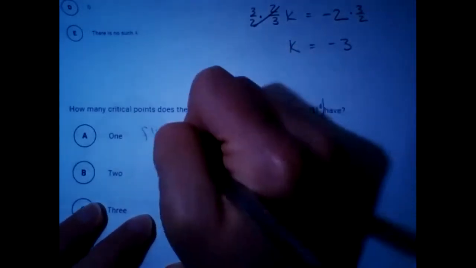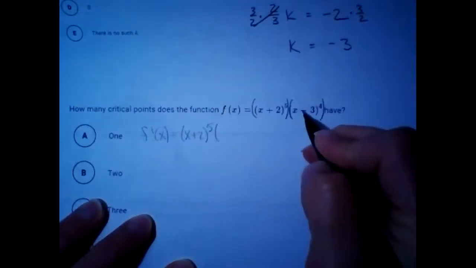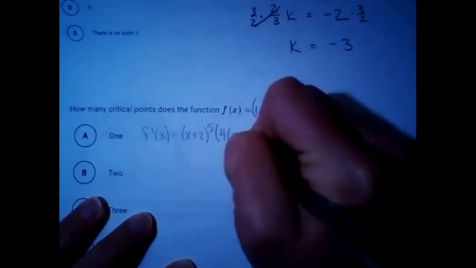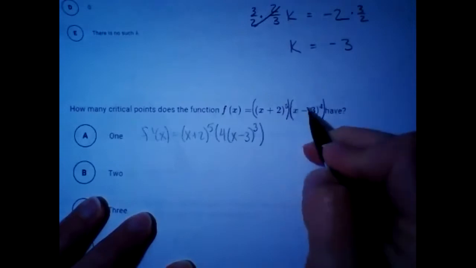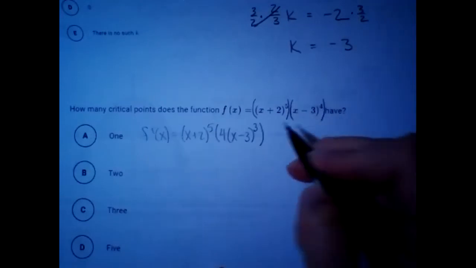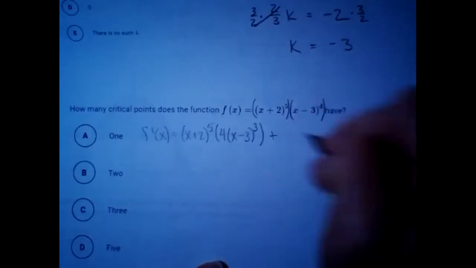All right, first function, x plus 2 to the 5th times derivative of the second. So the 4 is going to come down. It'll be x minus 3 to the 3rd. And then there is a chain rule there. You would have to chain on the derivative of x minus 3. But the derivative of x minus 3 would just be 1. So you can put times 1 if you want, but it's just going to be 1.